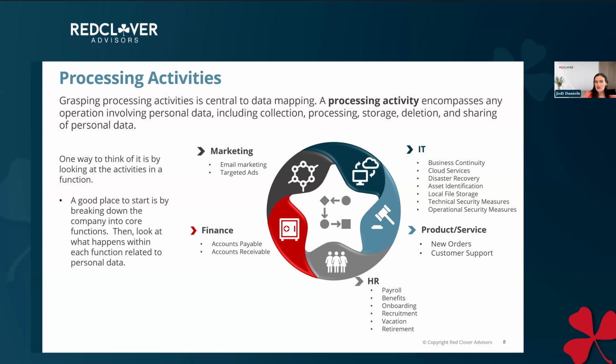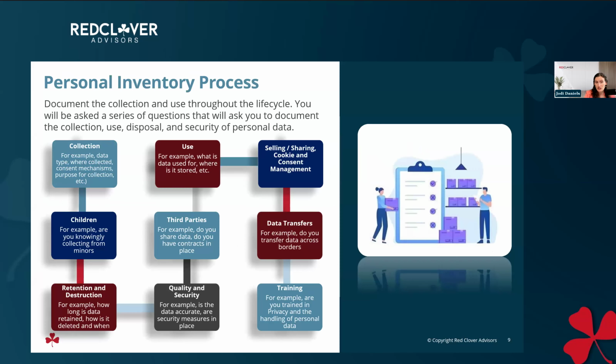Just a couple examples under marketing. Email marketing is very different than targeted ads. You're all here on a webinar. You provided your email to be able to participate. That is a marketing activity. In HR, we have onboarding and recruiting and payroll and performance review. Those are different processing activities. When we look at the business process, we're able to follow it through, like, how is data moving through the organization, to be able to understand that collection, use, storing, and sharing.